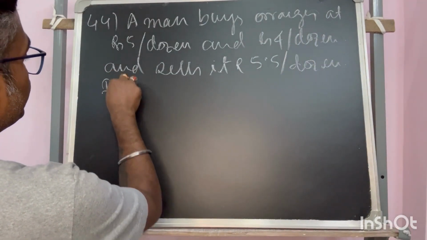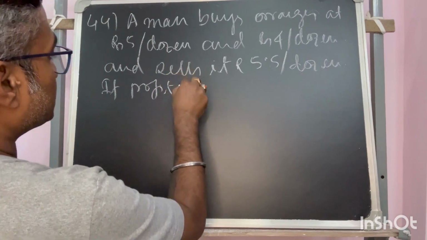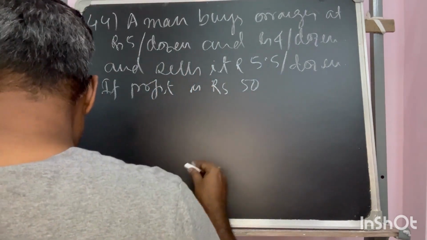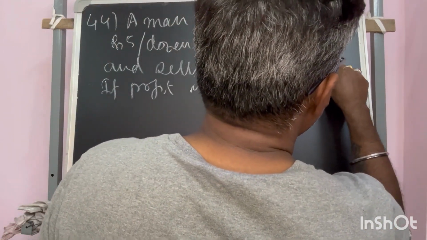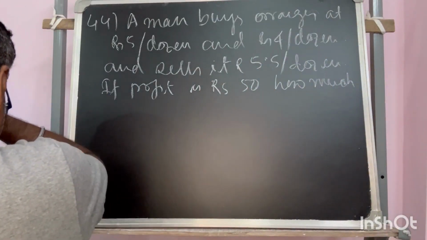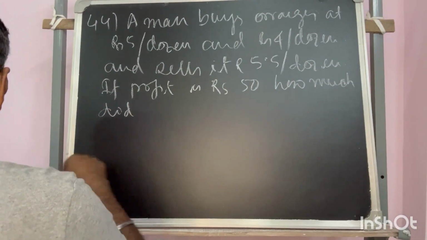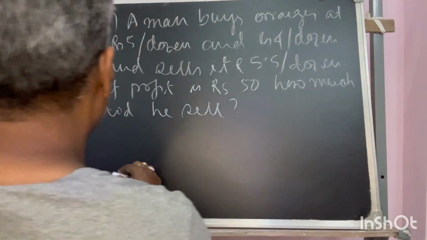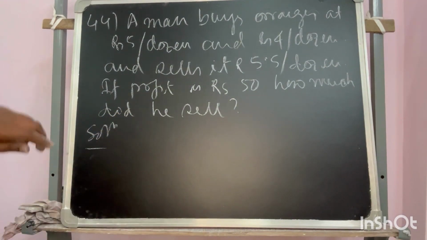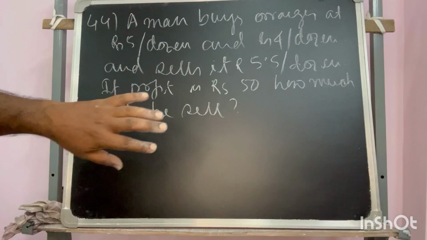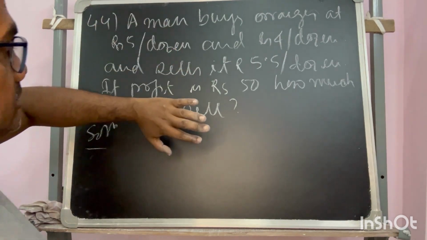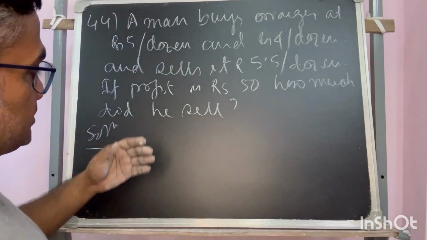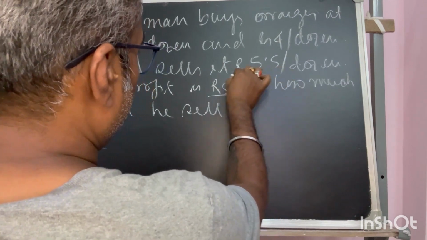If profit is rupees 50, how much did he sell? How much did he sell? So fine. Now here, individually how much is being sold is not given, nor the whole, meaning the total he is selling to get this much profit.